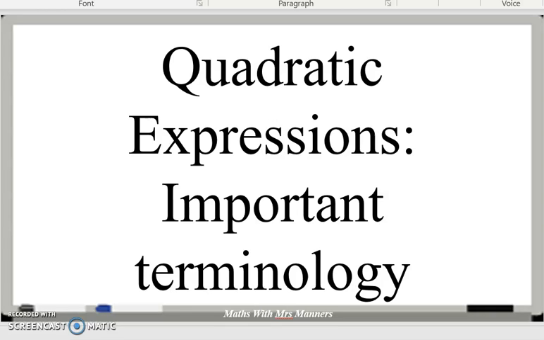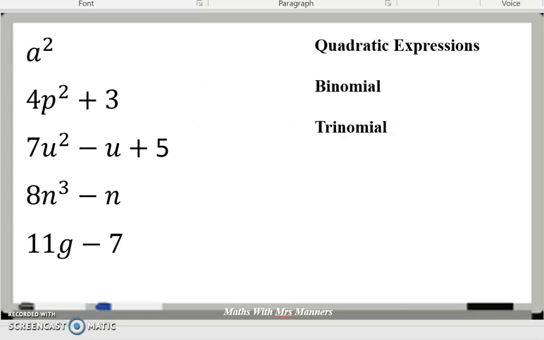This video is on quadratic expressions, and it's just on the important terminology that I think you need to know when you're starting this topic. This is actually the first video in this entire topic of quadratic expressions, and hopefully you know a little bit about the word quadratic when you hear it. But if you don't, this video will introduce you to the concepts or the terms that I need you to be able to recognize. So the first expression you should be hearing is that of a quadratic expression.